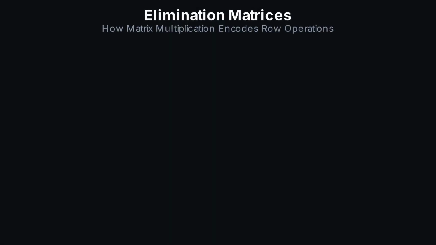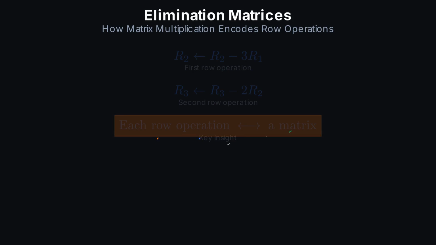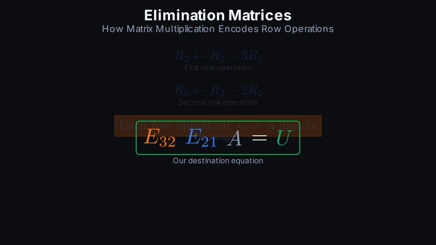Last time you did Gaussian elimination by writing row operations in the margin. Subtract 3 times row 1 from row 2, subtract 2 times row 2 from row 3, a sequence of instructions. Every one of those instructions is secretly a matrix. The entire elimination process is one matrix times A. Here's our destination, E sub 3,2 times E sub 2,1 times A equals U. Let's build this from scratch.